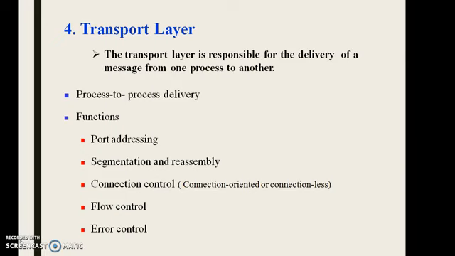Third one, connection control. This layer can be either connectionless or connection oriented. For connectionless services, each segment is treated independently and delivered to the transport layer at the destination host. In connection-oriented services, the connection should be established first between the transport layer of the sending and the receiving host. After the packets are delivered, this connection will be terminated.